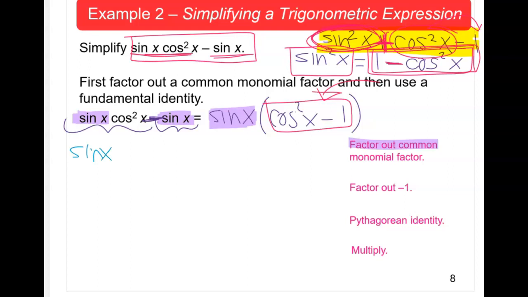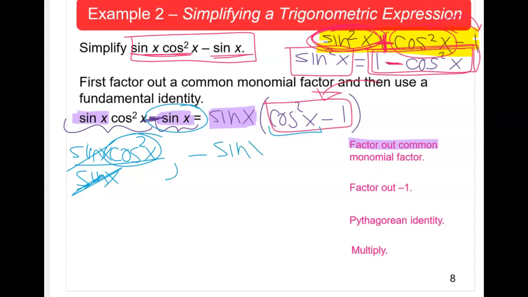If I have sine x cosine square x, and I factor out sine x, of course this sine x will cancel, giving me a 1, and what I have left is cosine square x, which is what I have here. Now if I take this term, negative sine of x, and I factor out or divide by sine x, it will give me a negative 1, and that's what I have right here. So that's how I got those two.